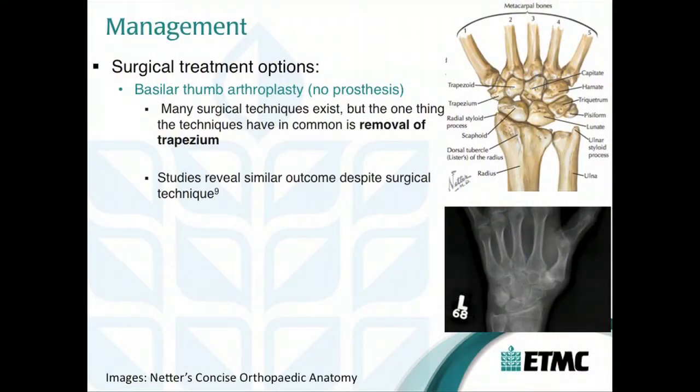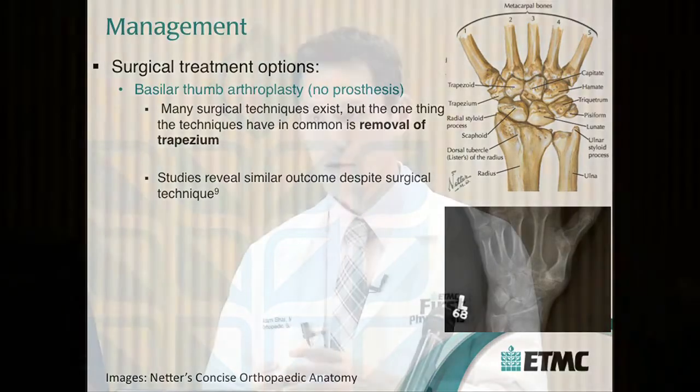So, surgical treatment options. In general, the term basilar thumb arthroplasty is used to encompass the different types of surgery that are aimed towards treating the arthritis. And there are many treatment options, but I'm going to divide them into 2 broad categories. One category includes no implant, so not a total joint replacement surgery. There's no prosthesis in the joint. And then the other category includes the implant.